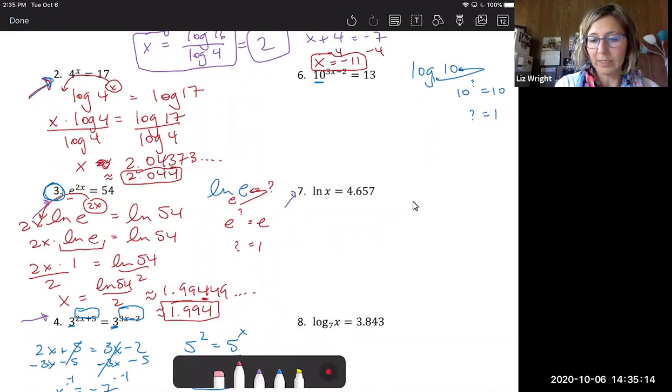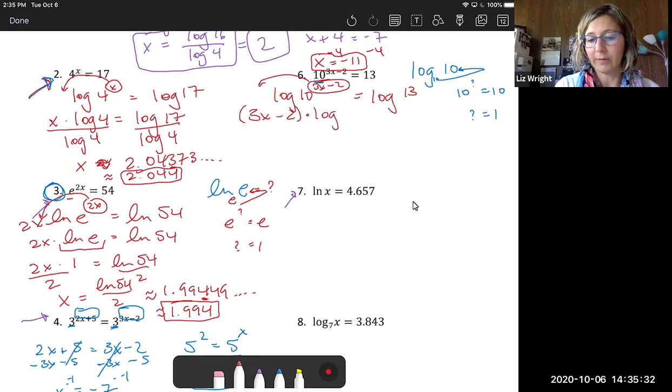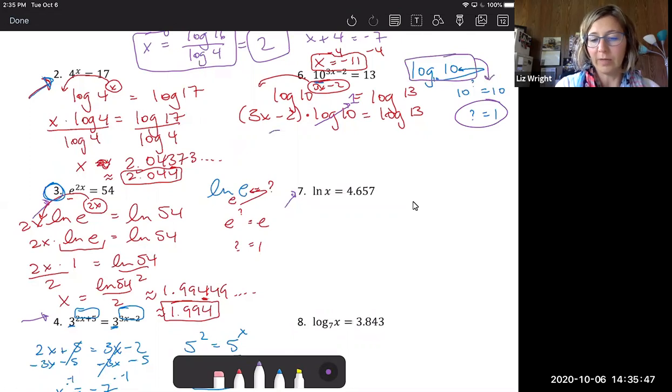On this, if we're going to take the log of 10 to the 3x minus 2 equals the log of 13. Now we're allowed to bring this down. And we get 3x minus 2 times the log of 10 equals the log of 13. And this log of 10 is going to go away. It's going to become a 1 because of this process over here. And so then we get 3x minus 2 equals log of 13.